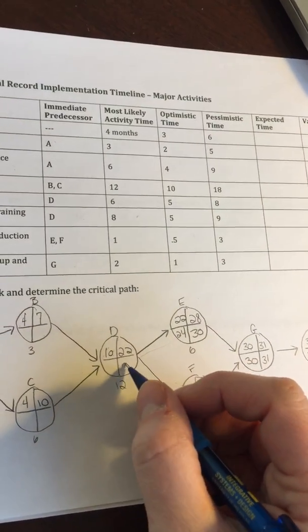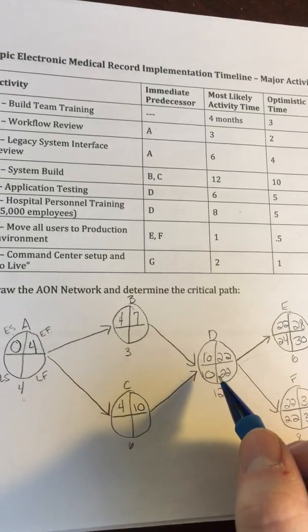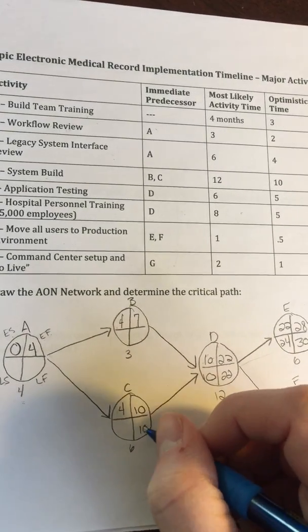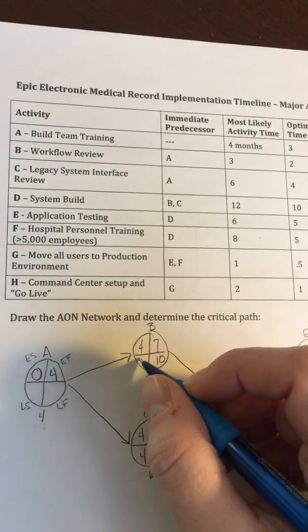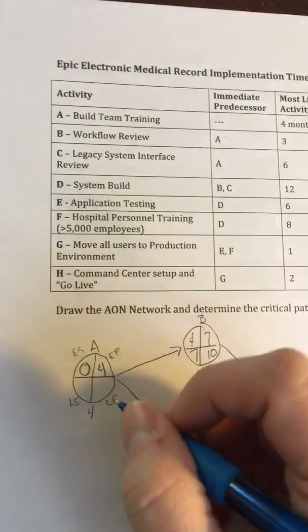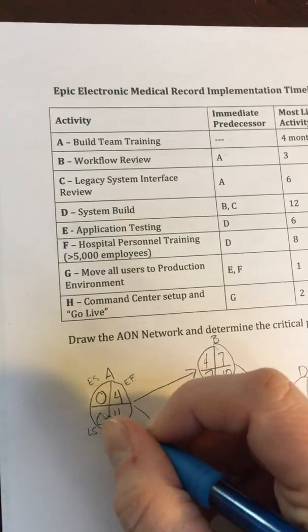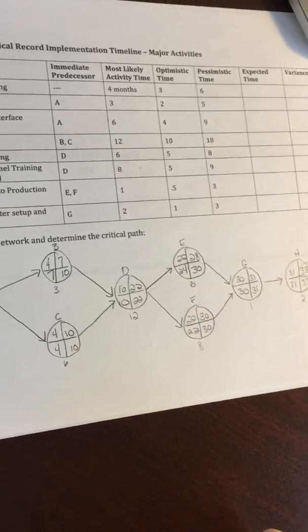So we're going to pull this 22 over, minus 12 will be 10. We're going to bring this 10 over, minus 6 will be 4. The 10 over here, minus 3 will be 7. And again, we're going to be pulling the minimum over, the 4, back to 0. So there we have our completed activity on node network.